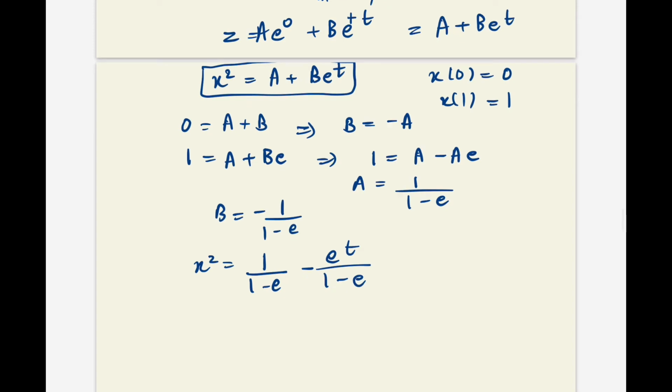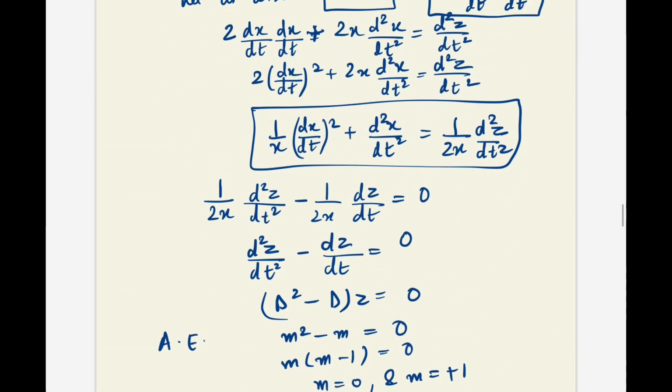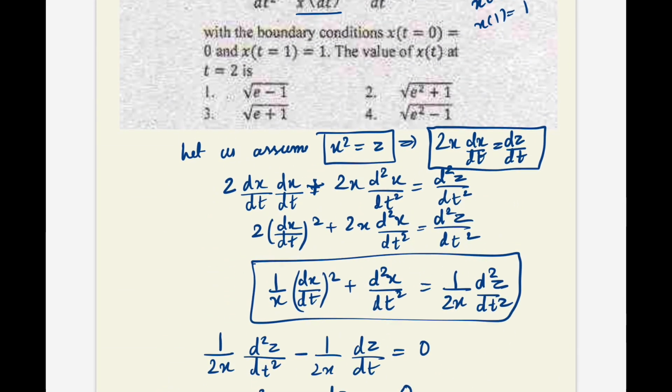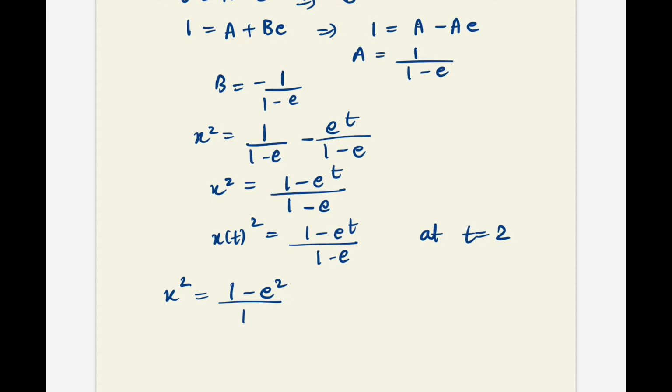Okay, now x square is equal to (1 minus e to the power t) upon (1 minus e). Now what we have to find is the value of x(t) at t equals 2. When t is equal to 2, x(t) square equals (1 minus e^t) upon (1 minus e). So at t equals 2, x square is (1 minus e square) upon (1 minus e).